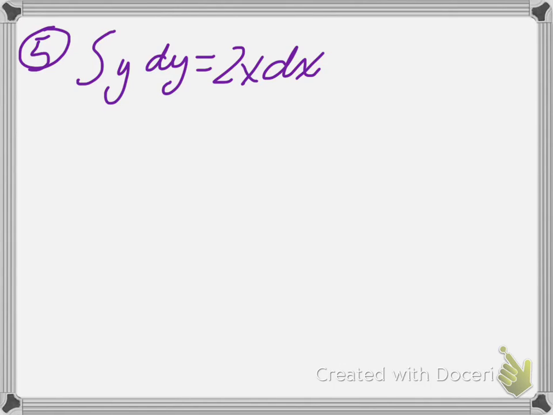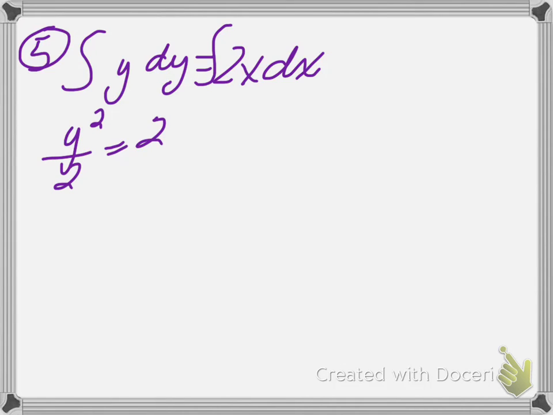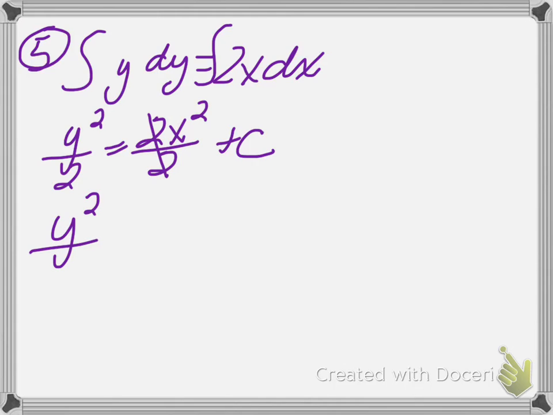So I don't know why I put this integral sign here when I started number 5. Sorry about that. Okay, so for number 5, this is what we have. There's no cross multiplying or anything, so we're just going to add an integral sign to both sides, and then we're going to get y squared over 2 equals 2x to the 2 over 2 plus c. Obviously, these 2's can cancel, so you get y squared over 2 equals x squared plus c.